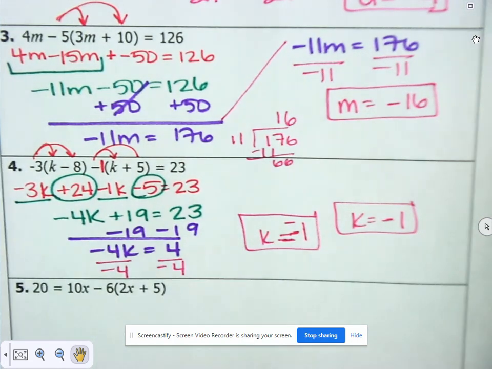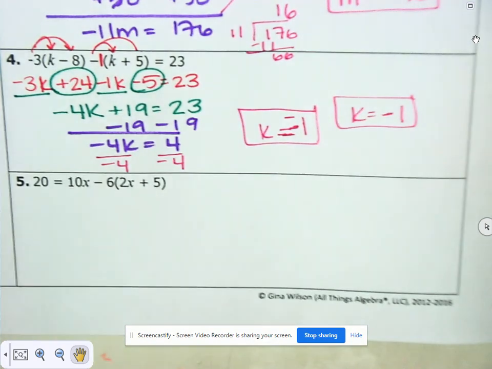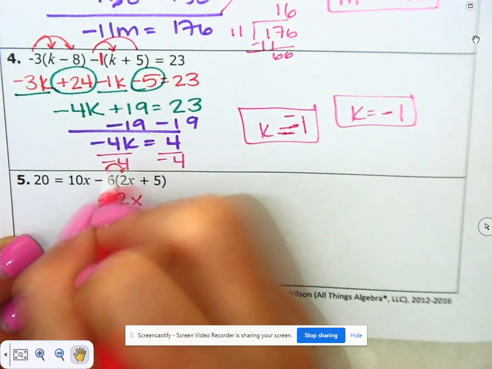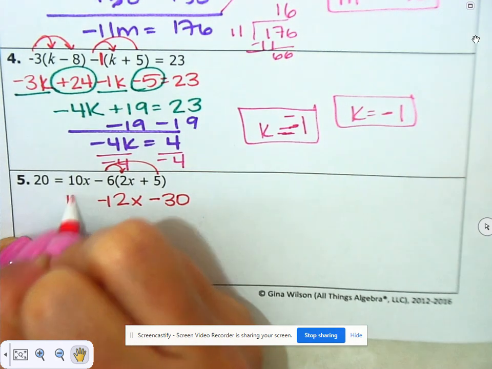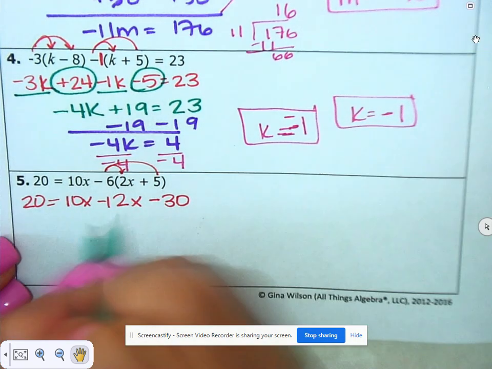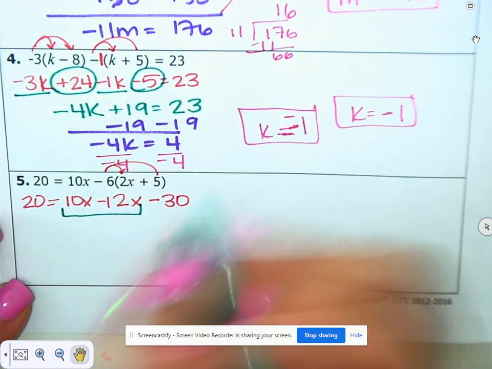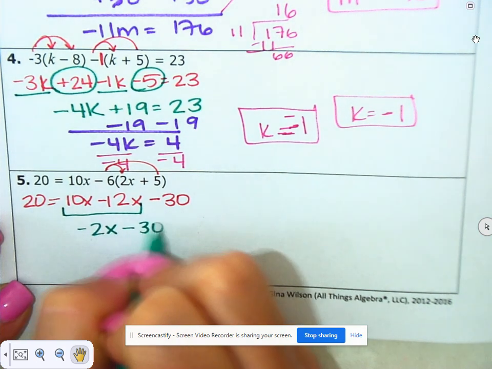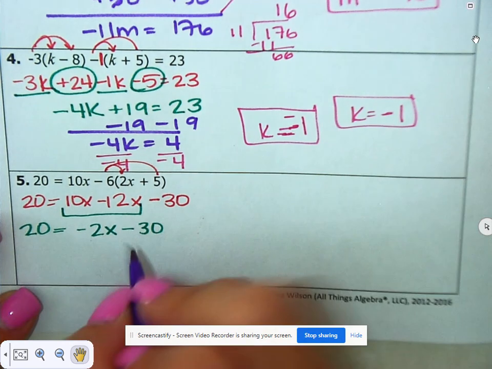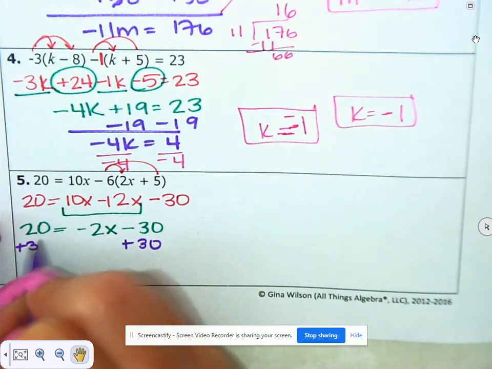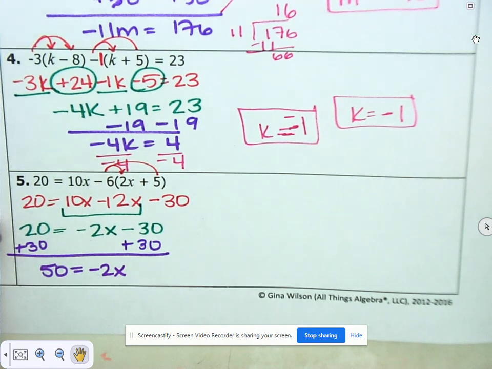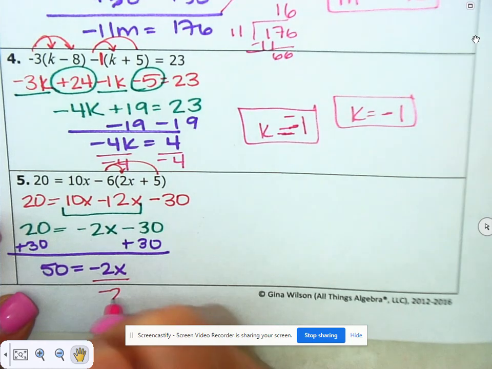All right, looking at problem number 5. Again, my distributive property is first, so I'm going to distribute. That gives me -12x minus 30. 10x comes down, and so does the 20. Combine like terms. 10x minus 12x is -2x. And it's a two-step equation. Add your 30. Divide by your -2.